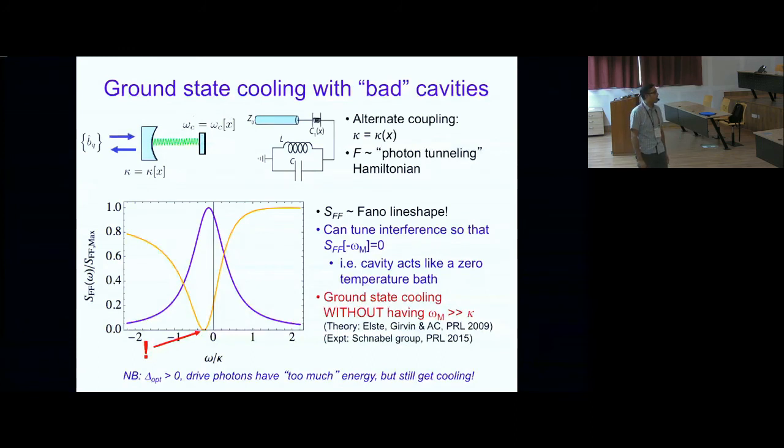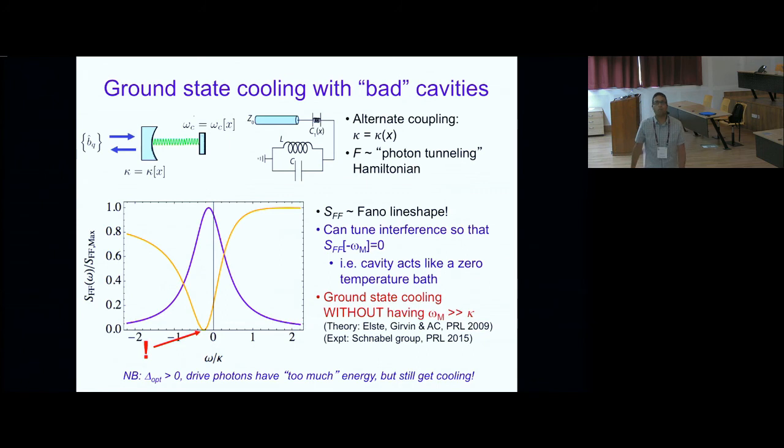Okay, so that is not a Lorentzian density of states, right? If you stare at that longer, you'll realize that's a Fano resonance. And the idea is there's a kind of interference that determines this quantum noise spectral density. You can tune that interference to have exactly a zero at S_FF of minus omega_m, right? So at negative frequencies at the mechanical frequency, that's what controls emission. If I can make that zero, I'm coupled to a bath that can never give me energy. That's exactly a zero temperature bath.